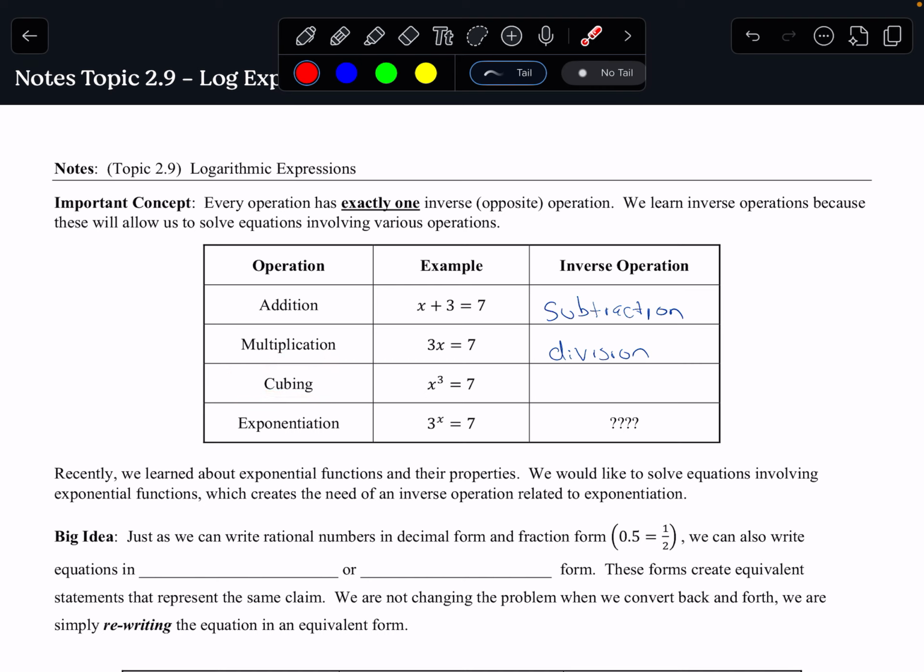Cubing. So here I have the x, and it's been cubed, and that equals 7. And I want to solve for the x, so I have to do the opposite of cubing. Well, the opposite of cubing is the cube root. So I'd have to take the cube root of both sides. The cube root cancels out the cube, so that gives me x. You're always doing the opposite to solve equations. So the opposite of cubing is cube root.